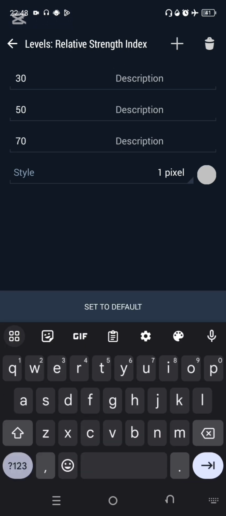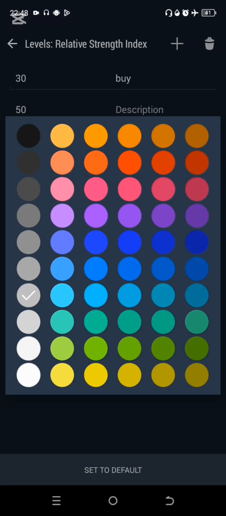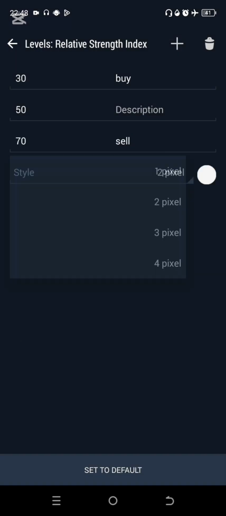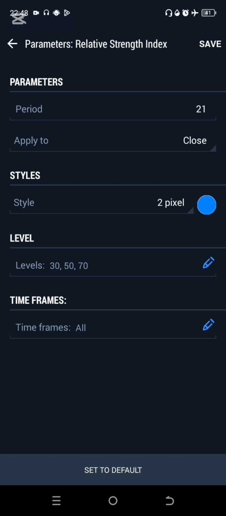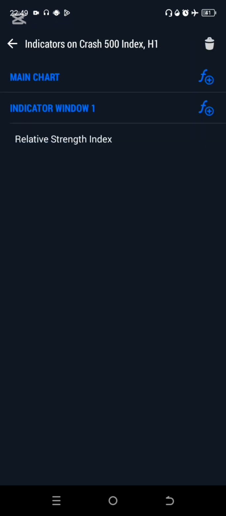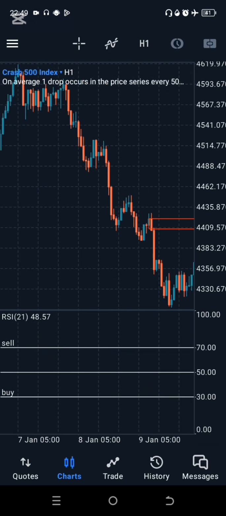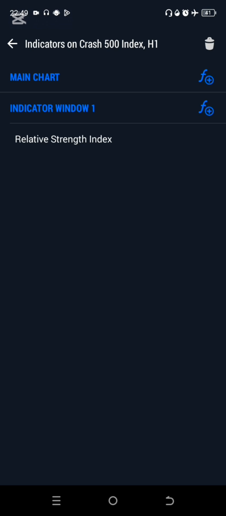The 30 you can just write buy, and 70 you can write sell. You can set this up any way you want to, right? And then I will leave that color. Maybe I put 2 pixels so that it's visible to you guys. Then you click over here. Here we're going to be using the color for our background, which is black now, and we're just going to select 1 pixel and then save, right? I just want to see these levels over here. That's the main thing.